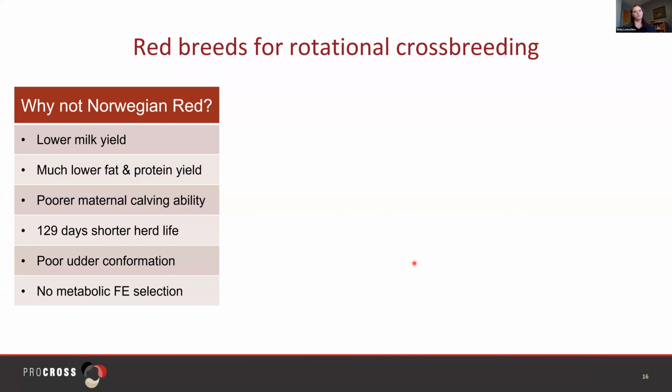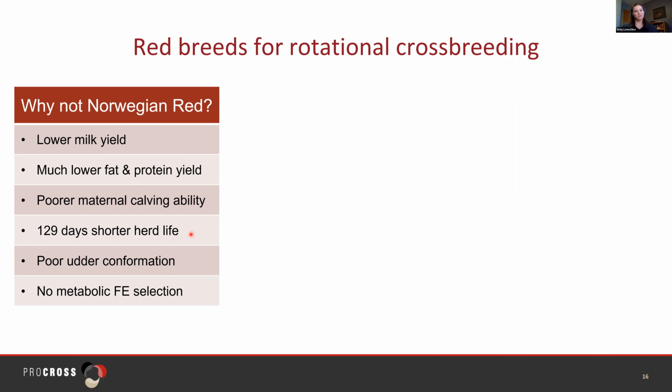So just to recap some main points, why not the Norwegian Red? Well, our customers show us, and the data shows us, they're lower in both milk yield and fat and protein yield, and that's really important particularly when you're in high production systems, but in all systems that are going to pick breeds for crossbreeding. The poor maternal calving ability has shown up even more in recent years, and it can especially rear its ugly head when you combine with other breeds in a rotation that aren't necessarily ideal for calving ease and calving ability.